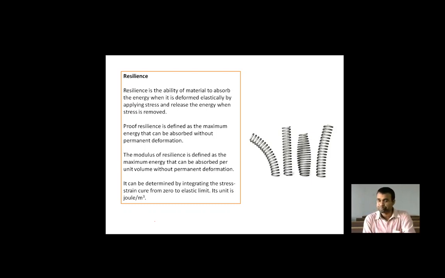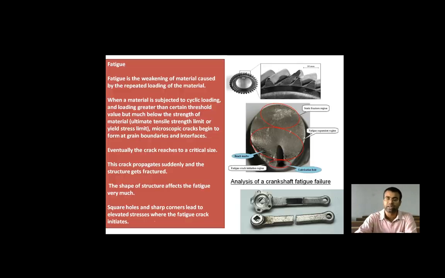So proof resilience is defined as the maximum energy that can be absorbed without permanent deformation. The modulus of resilience is defined as the maximum energy that can be absorbed per unit volume without permanent deformation. It can be determined by integrating the stress strain curve from 0 to the elastic limit. Its unit is joule per meter cube. And last but not the least, we will discuss in more detail.